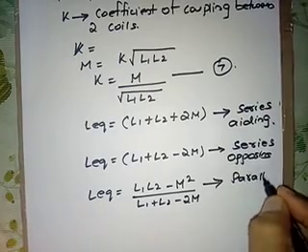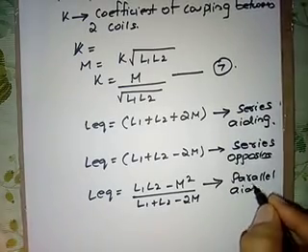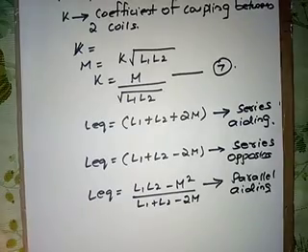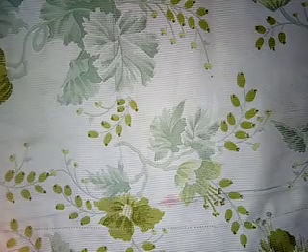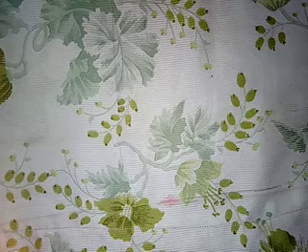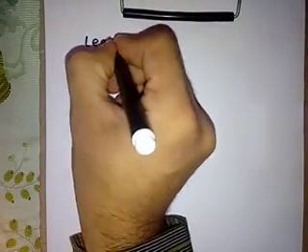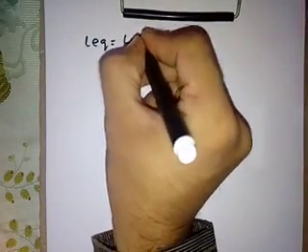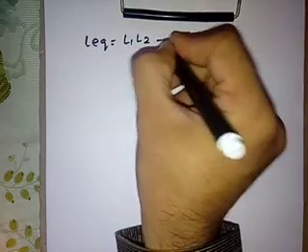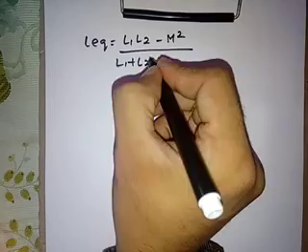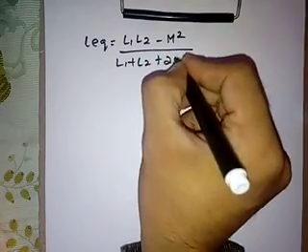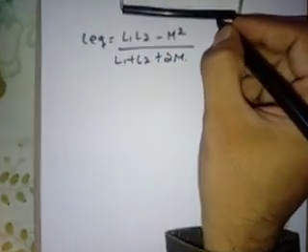They are in parallel, and if they are aiding each other, then we have this equation. Then the last equation will be for parallel opposing. For parallel opposing, we have the equation L equivalent is equal to L1 L2 minus M square, divided by L1 plus L2 plus 2M. This is for parallel opposing.